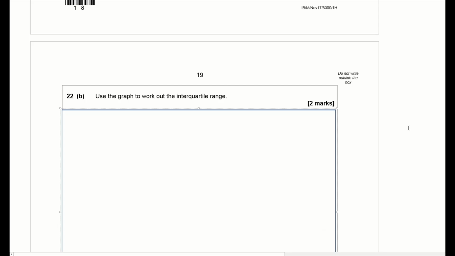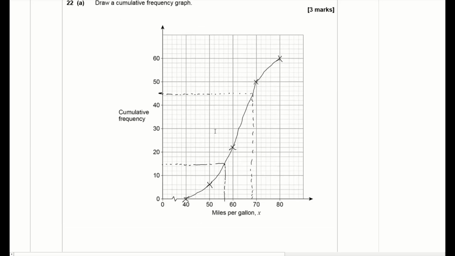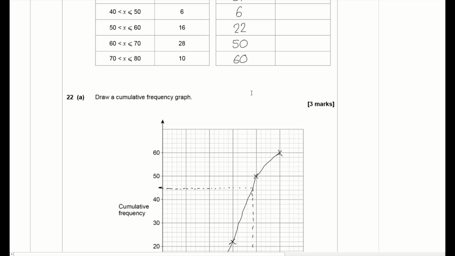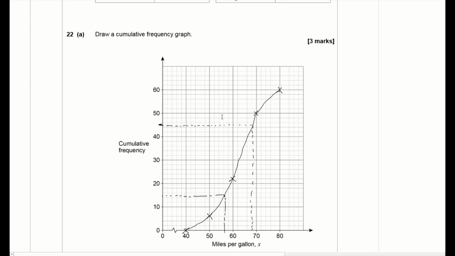22b, use the graph to work out the interquartile range. Now the interquartile range is the difference between the upper quartile and the lower quartile, and the clue to the procedure here is actually in the word quart or quarter. Now the idea is that you can split the data up into quarters. In this case our total cumulative frequency is 60. If you were to split that into quarters, a quarter of 60 is 15. So 15 would be the position here of the lower quartile. 30 is sometimes called the middle quartile, but we actually generally call that the median. And 45, which is the 3/4 point, would be called the upper quartile.